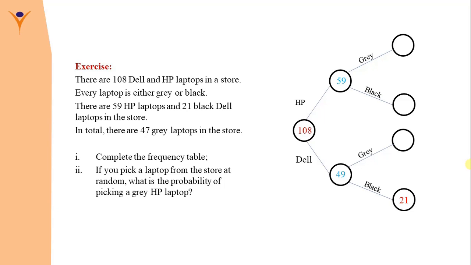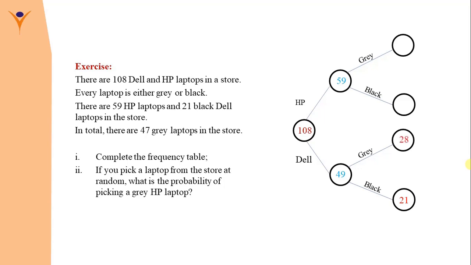So now 108 take away 59 HP will give us 49, and that will be 49 Dell laptops. You already see that in the diagram. Now, since we have 49 Dell and 21 of those are black, if we subtract 21 from 49, that gives us the number of laptops that are gray from Dell. So that will be 28.